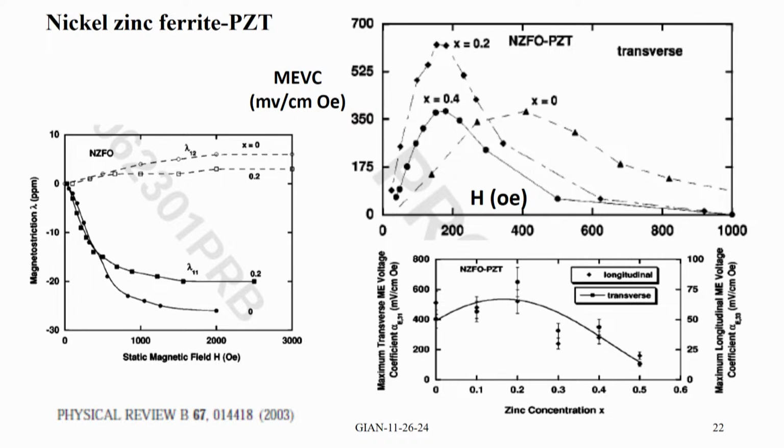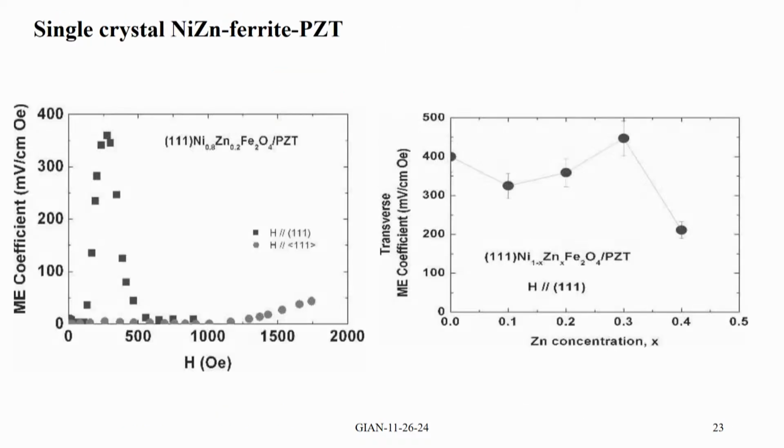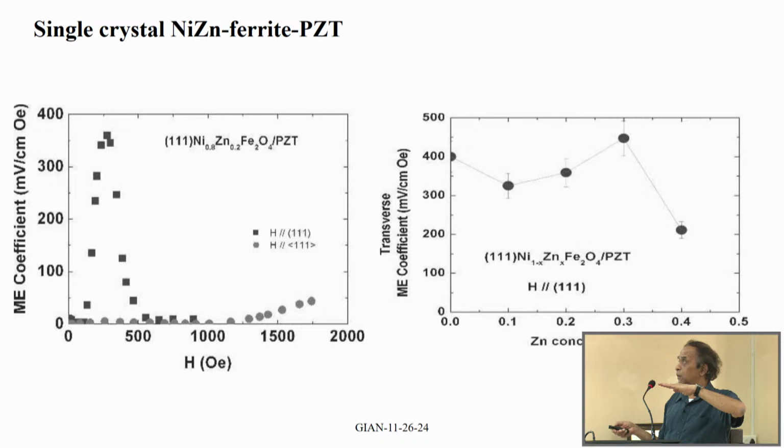This one shows what happens to the maximum value as a function of zinc substitution. You see the peak value for 0.2. We also used single crystal nickel zinc ferrite that we got from collaborators, and this one is a bilayer of nickel zinc ferrite with 20% zinc and PZT, and you can apply the magnetic field along different crystallographic orientations of the nickel zinc ferrite.